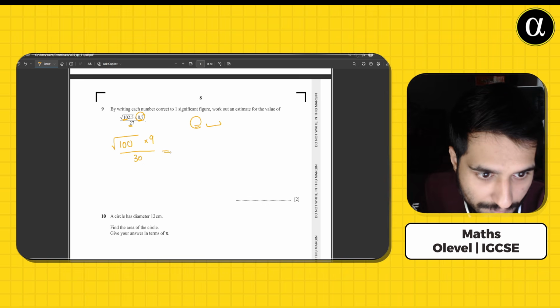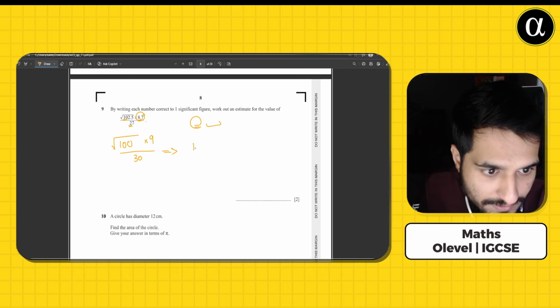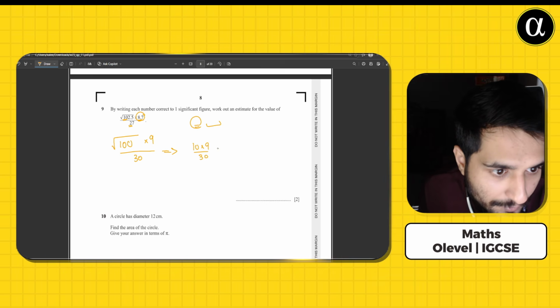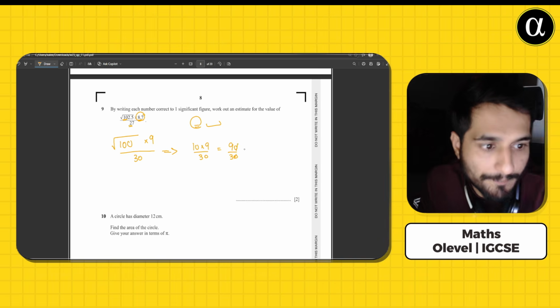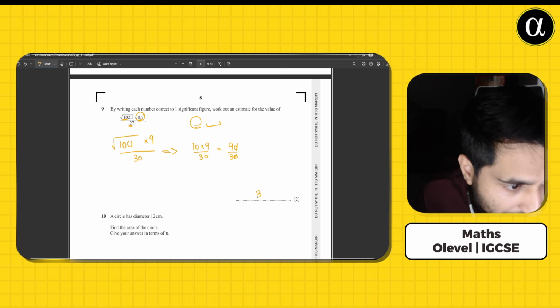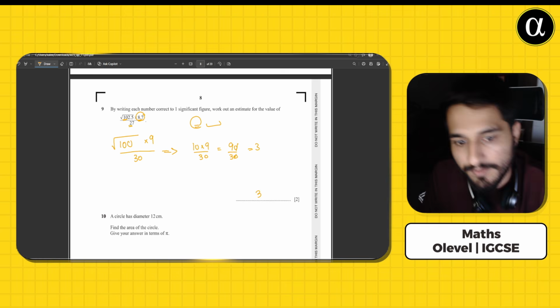Now when we further solve this, root of 100 is 10 times 9 upon 3, 30, and this would be 90 over 30, and 90 over 30 gives us 9 over 3, which would be 3 basically. The answer for this question is going to be 3.